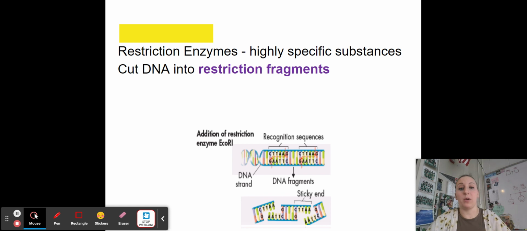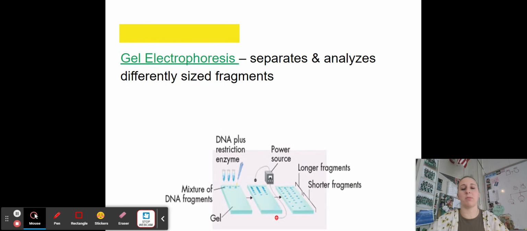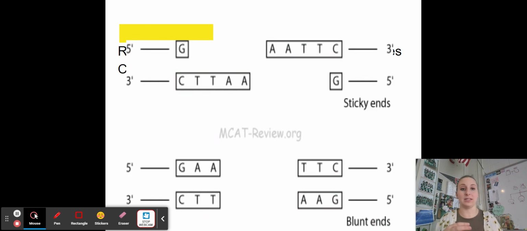Restriction enzymes are going to be used to cut specific codes of DNA into fragments called restriction fragments. This is kind of a cool thing because when it does that, it creates a situation which is called a sticky end. Those sticky ends can be put together with other organisms' sticky ends. And this is how you can put together different organisms.